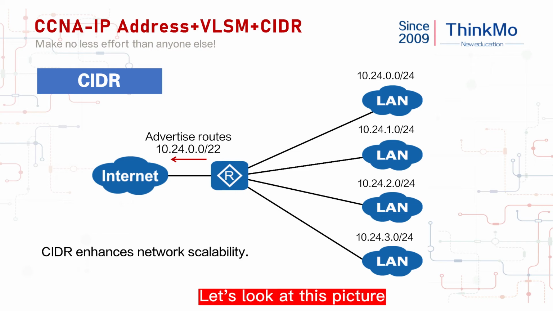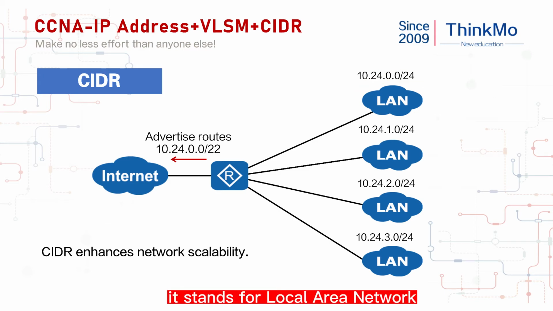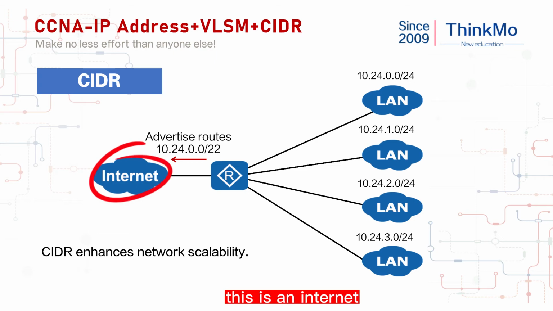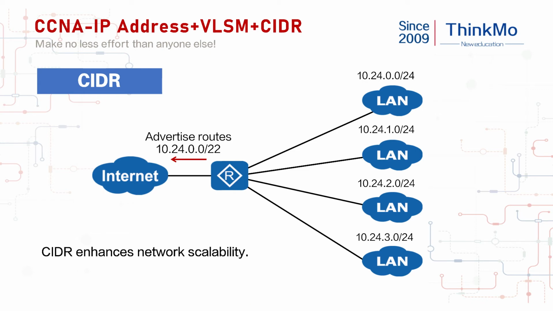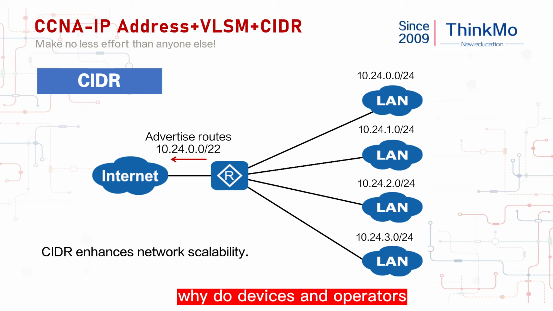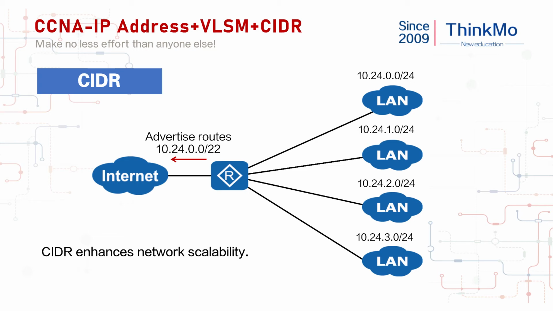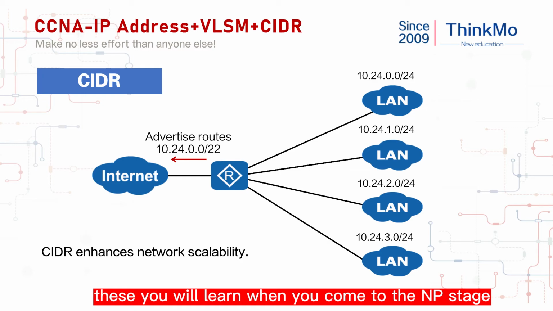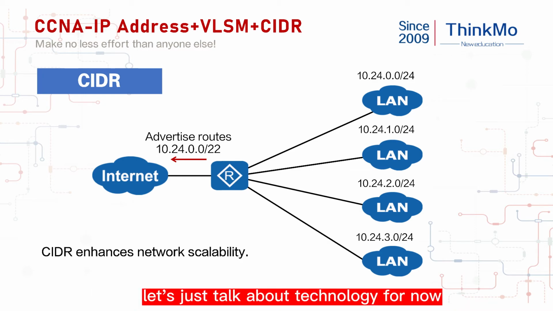Let's look at this picture. As a company, I will give you a brief introduction. It says LAN. It stands for Local Area Network. This is the internet, that is, between us, to advertise some routes and check back later to forward the corresponding data. Let's ignore its specific address format. Why do devices and operators advertise routes to each other? You will learn this when you come to the NP stage. Let's just talk about technology for now, and stop talking about the scene.